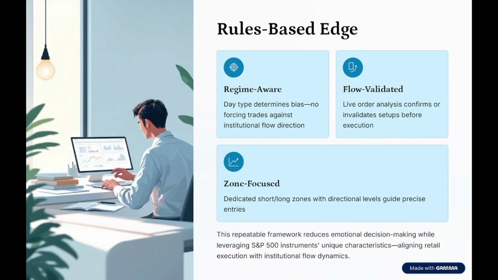Rules-based edge. Be aware of what the current regime is. The day type determines bias. There's no forcing trades against institutional flow direction. Monitor the flow for validation. Live order flow analysis confirms or invalidates setups before execution. Remember, we work in our zones, always be zone focused. Dedicated short and long zones with directional levels guide precise entries.